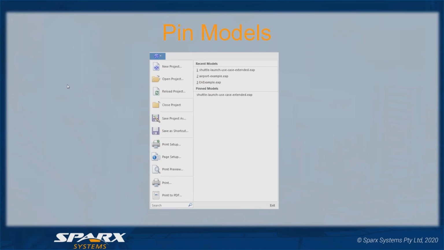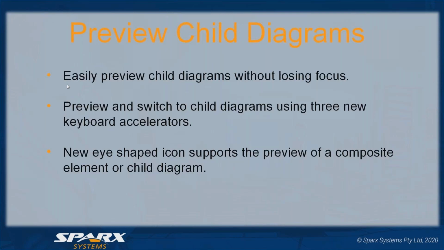So we're starting off with some interface features, and we'll move into some of the other features. Now this is one I really love, which is preview child diagrams. I can't tell you how much easier it makes it when you're navigating your Enterprise Architect model and you are trying to find specific diagrams, and rather than having to drill down 5 levels deep, you can just preview the child diagrams without ever having to lose focus.